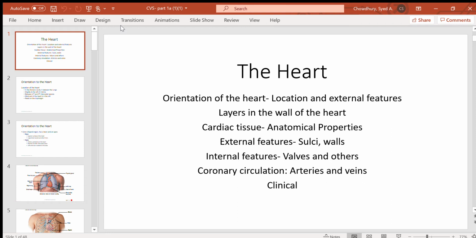Then we will talk about the layers in the wall of the heart. There are 3 layers in the wall of the heart. We will talk about those layers.